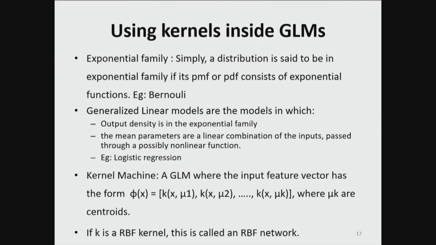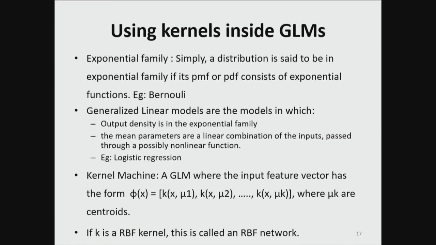Is that clear? A distribution is said to be in an exponential family if its PMF or PDF consists of some exponential component. There can be a number of examples, Bernoulli, binomial, Poisson, Gaussian, all these are examples. Obviously, there are distributions which do not have any exponential component in the PMF or PDF, that will not be part of exponential family. Therefore, we have distributions which belong to exponential family.